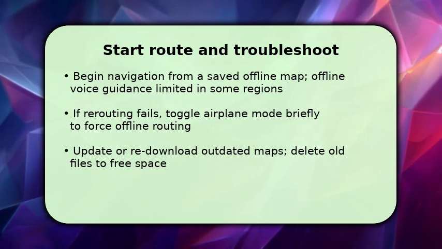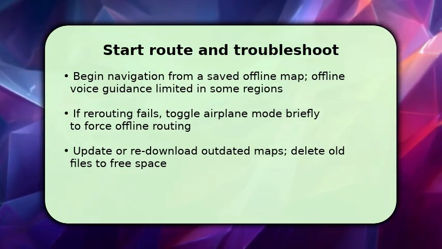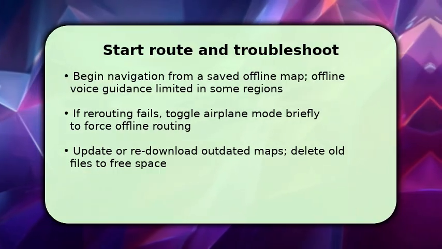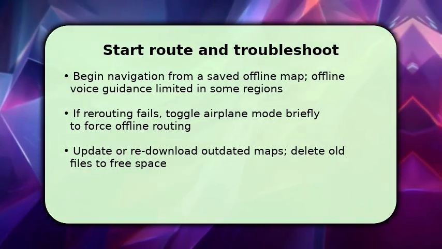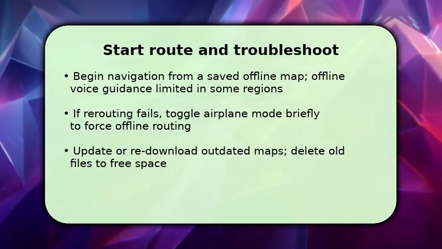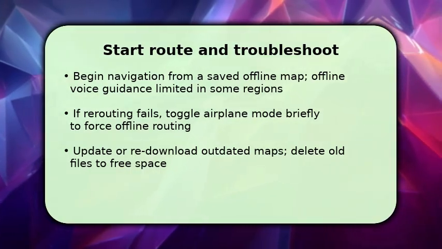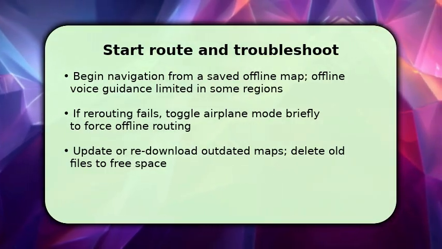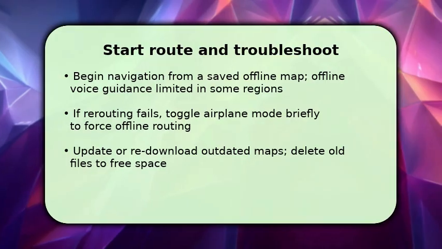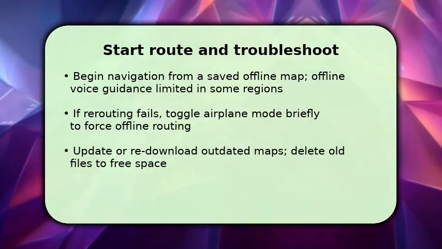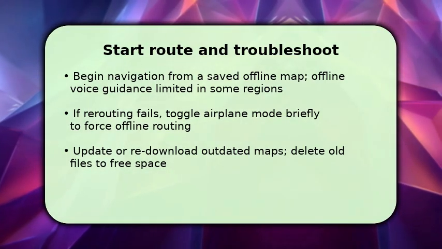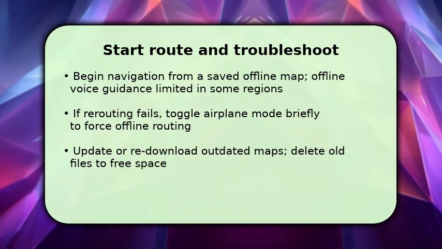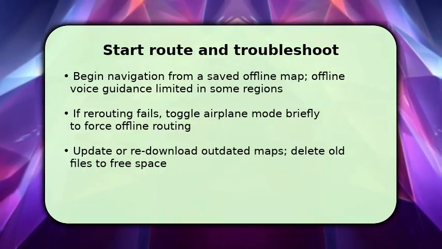Finally, start navigation using your saved offline map and begin driving. Tap directions and input your destination. Maps will calculate using the offline data you downloaded. Keep in mind voice guidance and live traffic may be limited offline, so glance at turn cues more often. If rerouting stops working, try toggling airplane mode briefly to force offline routing or reloading the saved map. If issues persist, update or re-download the area and delete obsolete maps to reclaim storage and ensure fresh data.